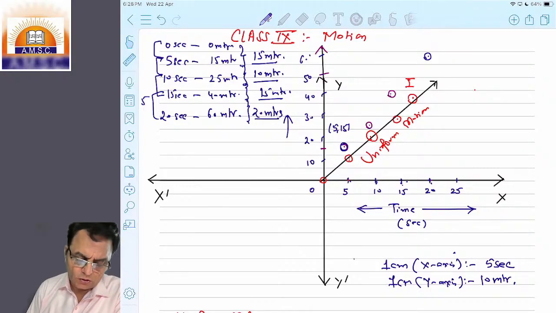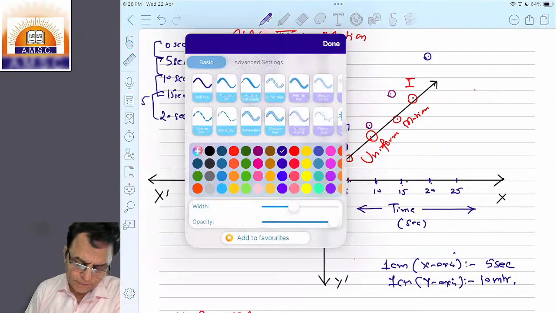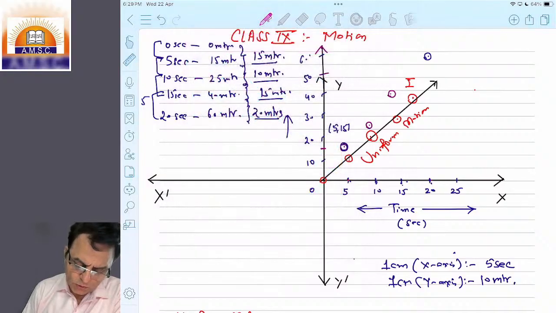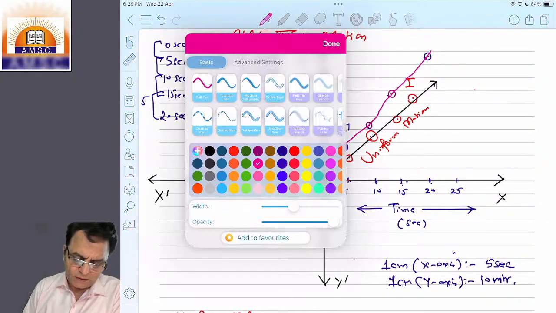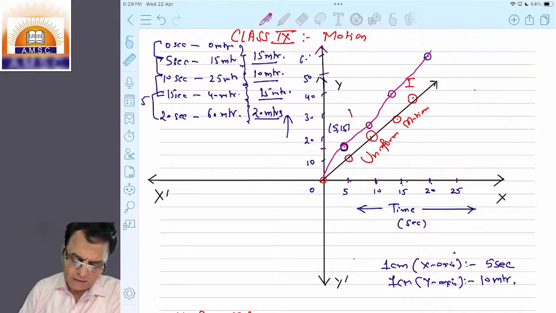And in the case of non-uniform motion, suppose I join that, am I getting a straight line? Is it a straight line? So this is known as what? If the line is not a straight one, then it represents non-uniform motion.